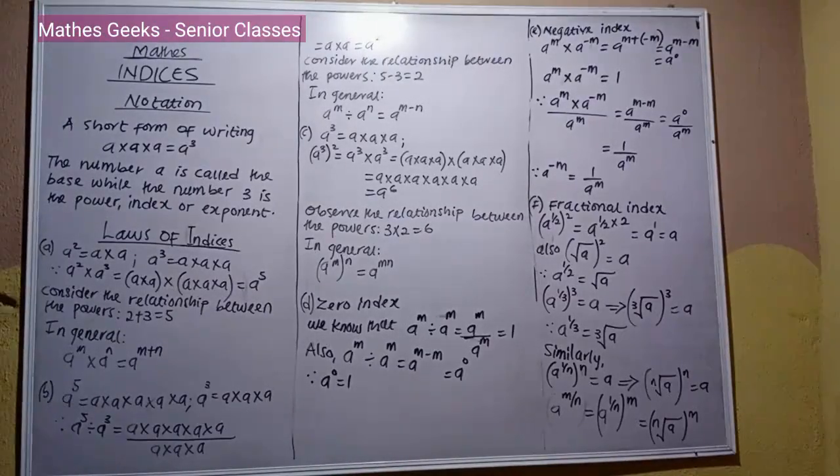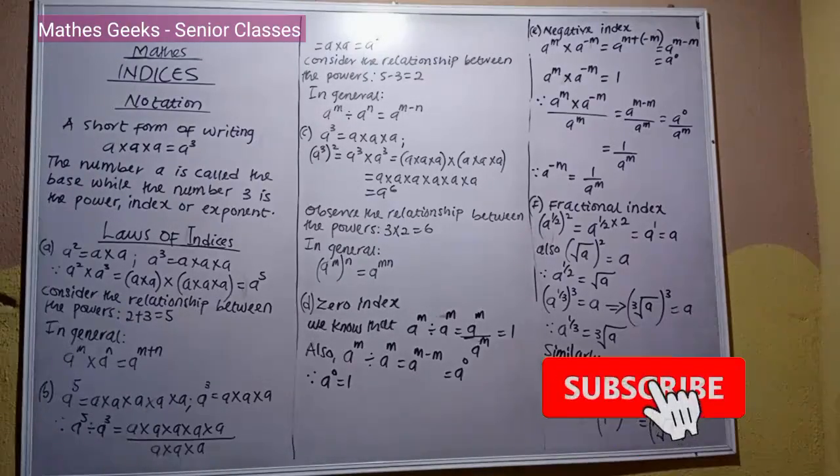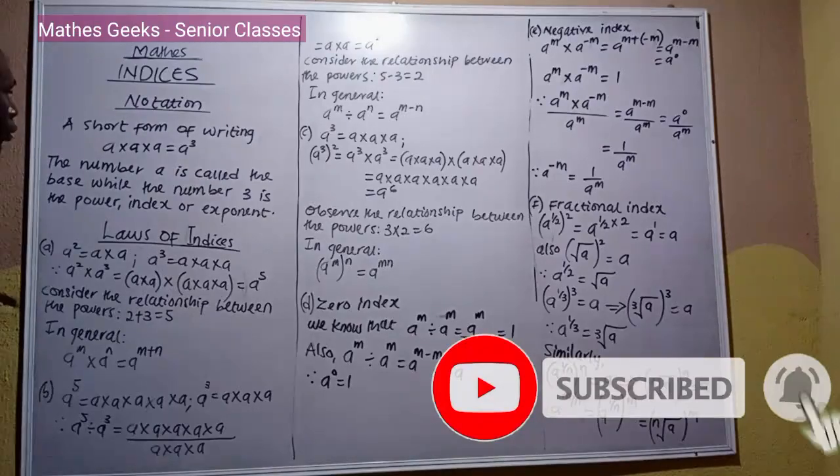In this lesson, I'm going to look at indices. So let's look at notation, what you always come across in indices. A short form of writing a times a times a is equal to a raised to 3. So a is known as subscript, and 3 that's written on top of a is known as superscript.